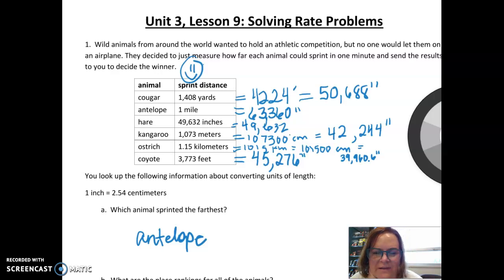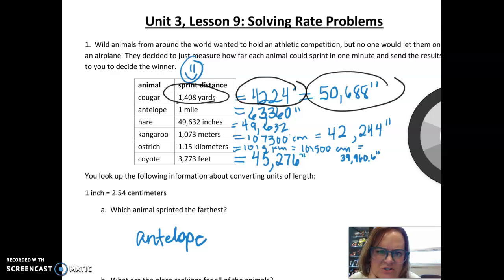What I did for each one is I had to decide how I wanted to convert units, and I had to choose a measurement that I could convert all of these to in order to compare them. So I chose inches. So I turned this 1,408 yards into 4,224 feet, and then I turned that into inches. I turned this 1 mile into 63,360 inches. And by the way, that little symbol looks like quotation marks. That's a symbol for inches, and then one single one would be the symbol for feet.